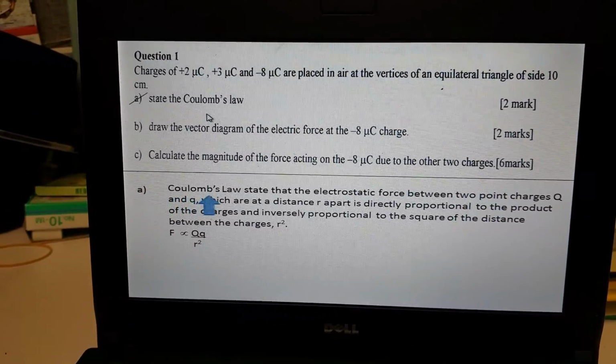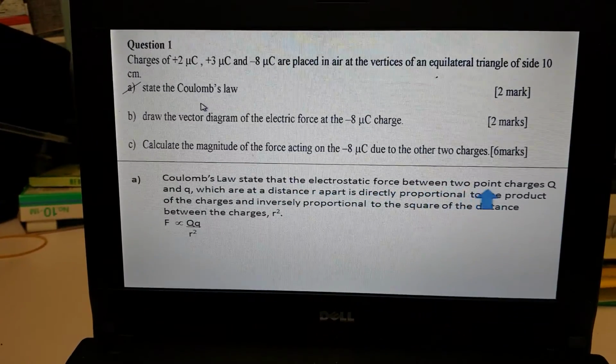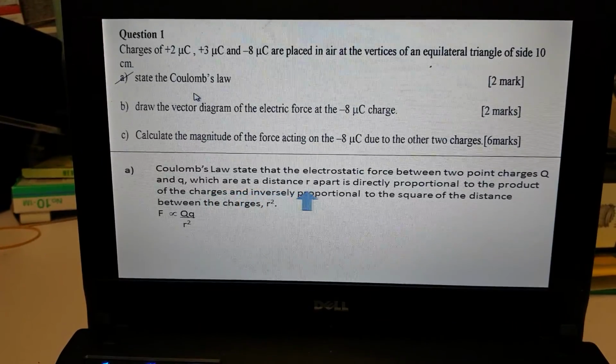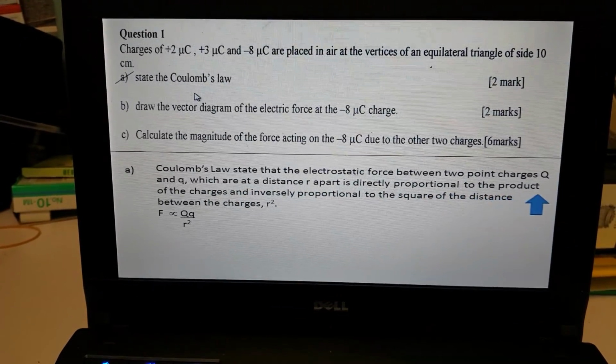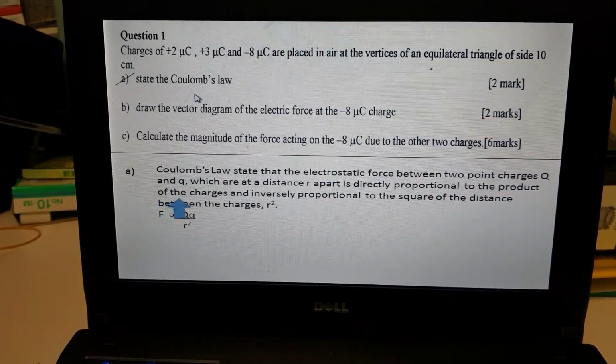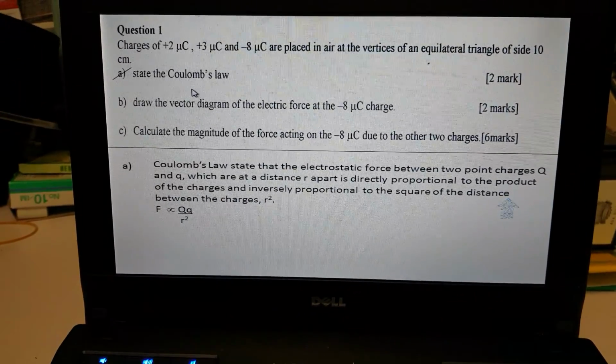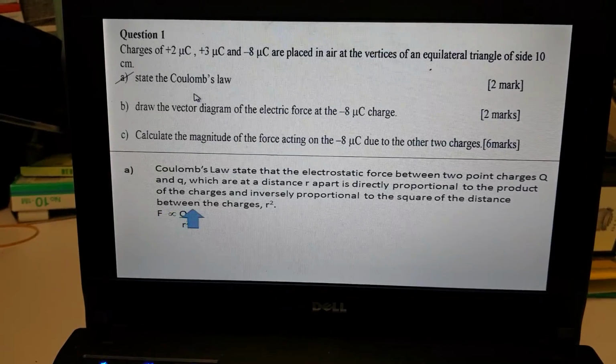Okay, so Coulomb's law states that the electrostatic force between two point charges Q and Q, which are at a distance r apart, is directly proportional to the product of the charges and inversely proportional to the square of the distance between the charges, r squared.